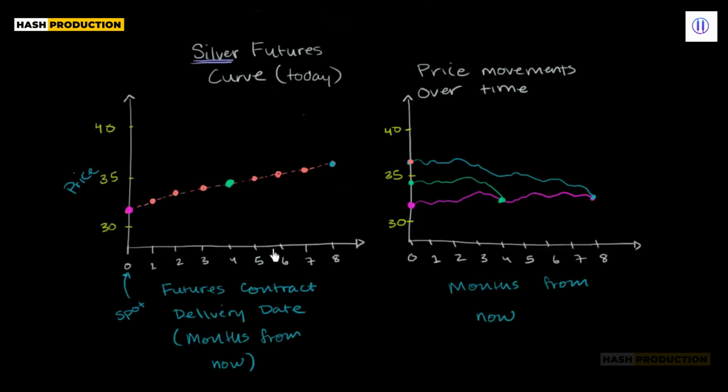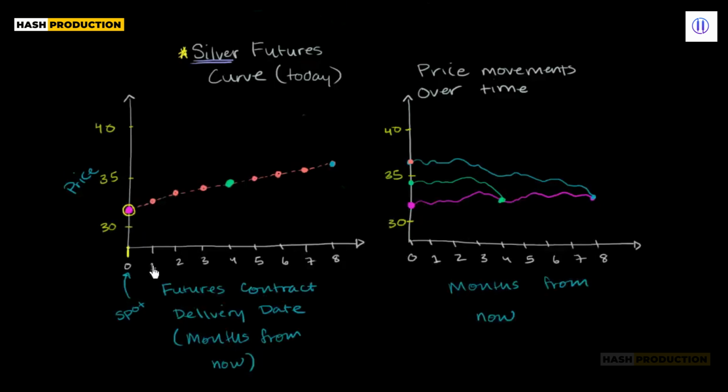In this futures curve right over here, when you have a delivery date that's 0 months from now, that's essentially today, that's the market price. That is the actual market price of that commodity. In this example, the commodity is silver. So if you were to go out and buy silver today, it would cost you roughly $32. Let me say that this is per ounce. It would cost you $32 per ounce.